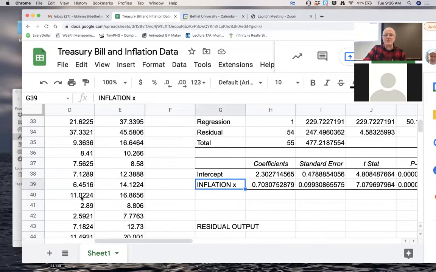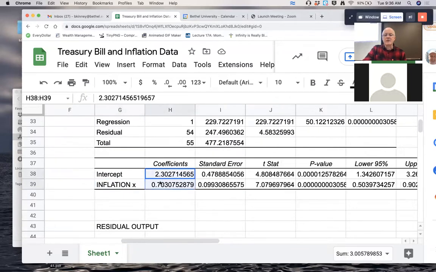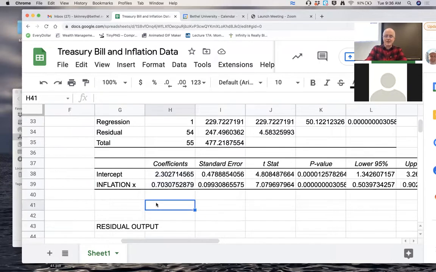And the regression equation is going to be then 2.3027 plus 0.703075 times x. And then you could use that to, for example, predict T-bill return in the current year. The current year is 2022. The inflation rate is high. What did I use? 7% last time. Let's pretend it's going to be 10%. Take 0.703075 times 10, plugging in x as if it's got a percent sign. In other words, don't convert that to 0.1. Sorry about my cold.